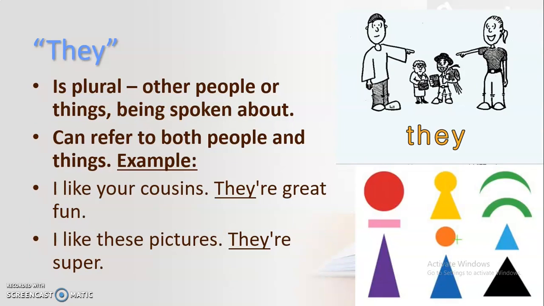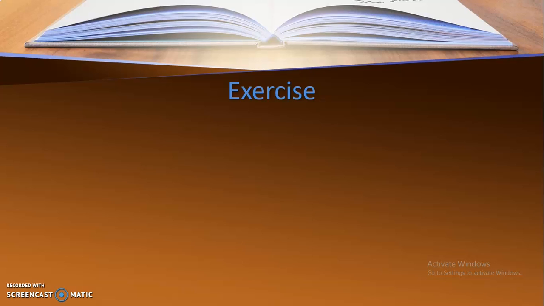They is plural in use, and it refers to other people or things being spoken about. And it can refer to both people and things. For instance, you can see from the examples given there, I like your cousins, they are great fun. So they is used for many people, cousins. I like these pictures, they are super. They is used for referring to pictures, which is a thing. So this is how you can use they.